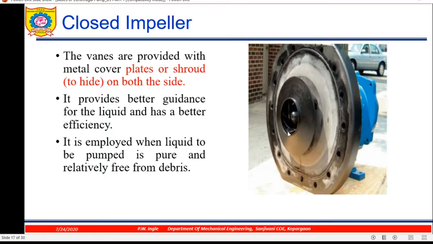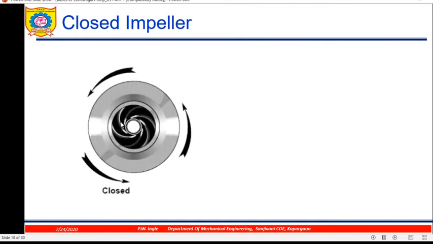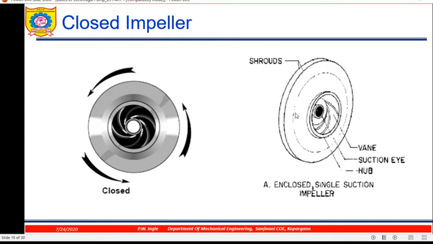So you can see this is closed impeller. Or you can see again the diagram. This is closed impeller and these are the vanes. And these vanes are closed by two end plates. Or you can see here, this is shrouded or covered. Shrouding is nothing but covered. And these are the vanes.